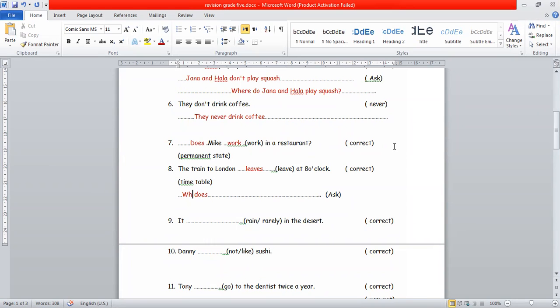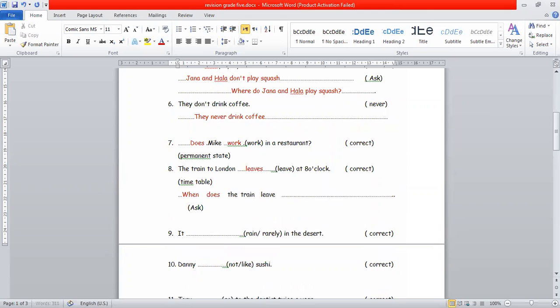What does... no, if I'm going to ask about time, I use "when", Habiba. So I'm going to take away the time and put "when does". Finish with that. When does the train leave to London? Very good.